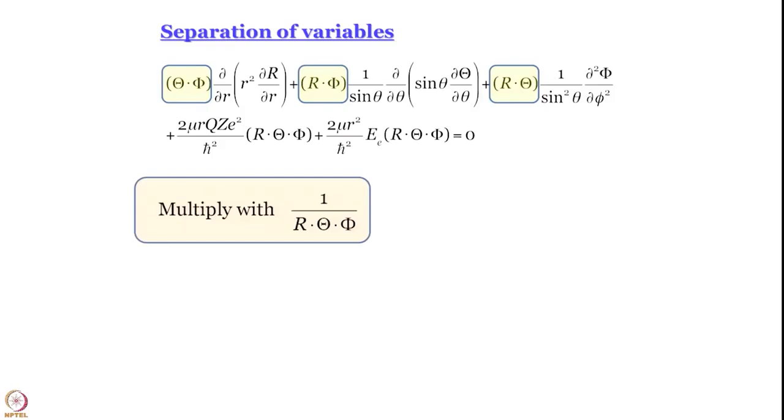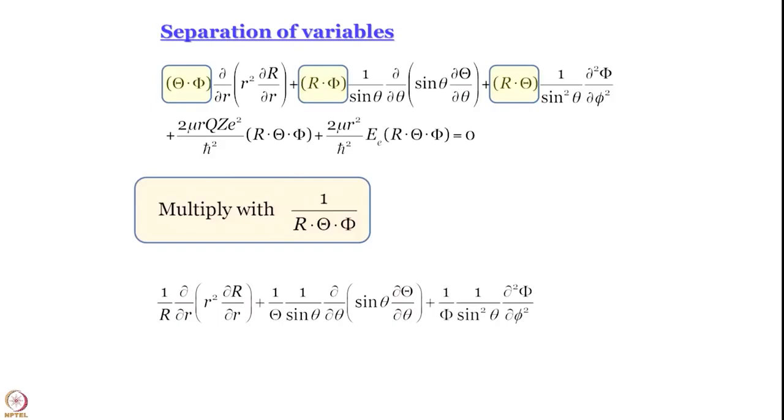How do you get the terms together? Just multiply with 1 by capital R, capital theta, capital phi, like what you have done for rigid rotor. And then you get on the left hand side 1 by capital R del R operating on R square del R plus 1 by capital theta into 1 by sin theta del theta operating on sin theta del capital theta del theta plus 1 by capital phi 1 by sin square theta del 2 capital phi del phi 2 plus 2 mu R square Z square by h cross square plus 2 mu R square by h cross square E equal to 0. E means electronic energy.